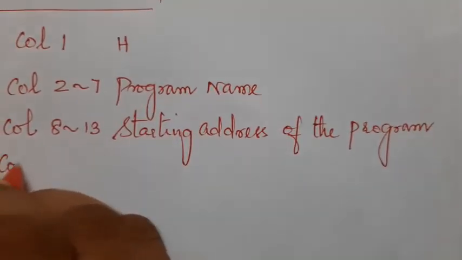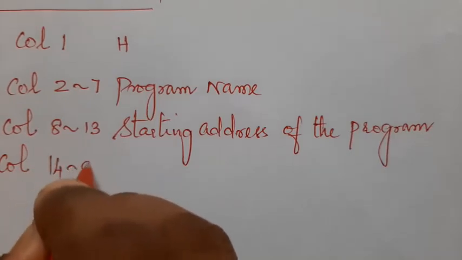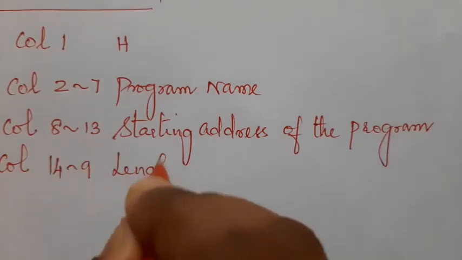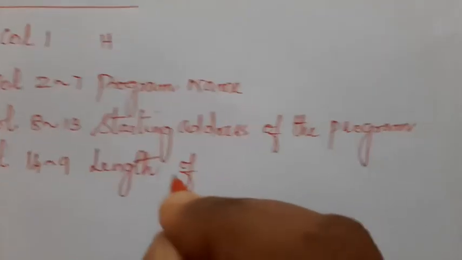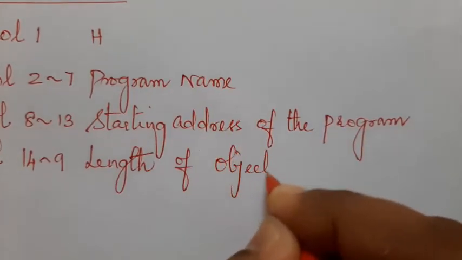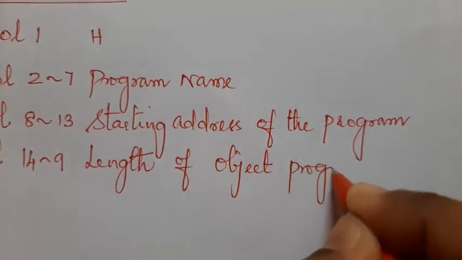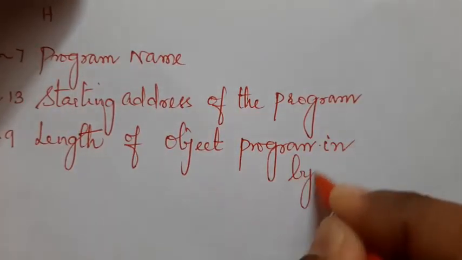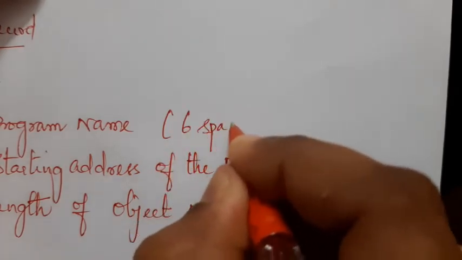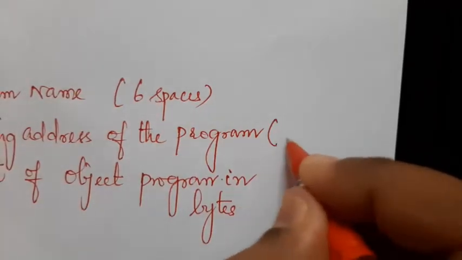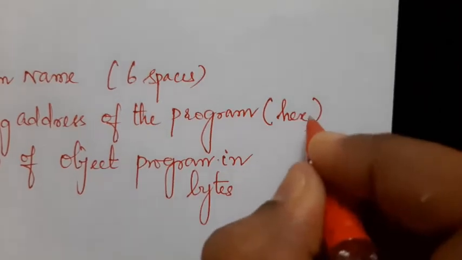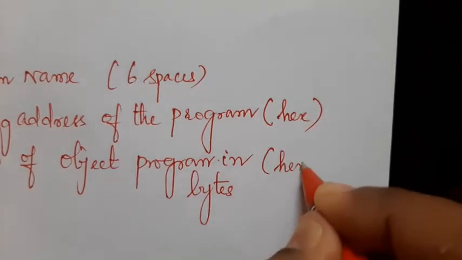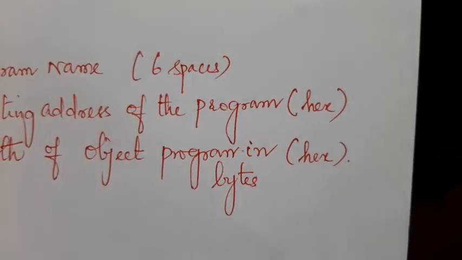Okay, column 14 to 19, length of the object program in bytes. The program name should consist of 6 spaces, and this starting address in the header should be in hexadecimal format, and this also in hexadecimal format.